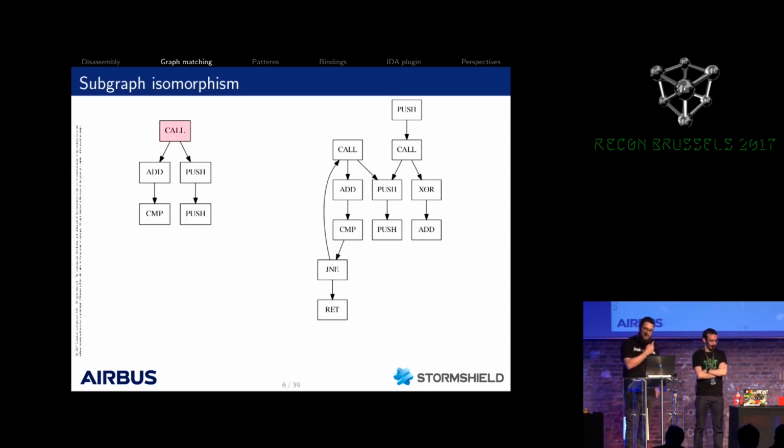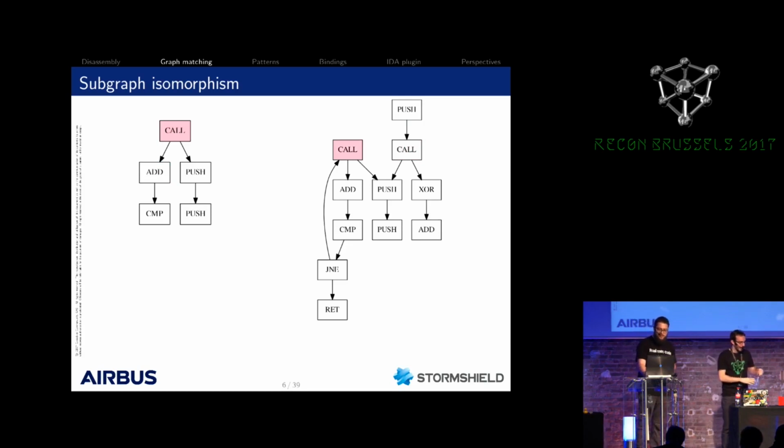So at the left, we have the pattern, and at the right, we have the test graph. And the goal is just to search the first call. So, okay, we found the first call. Then we look at the children. There is an add, so we look to the right. We have the XOR, so we try the other child. So we have the push. So we search for another call.